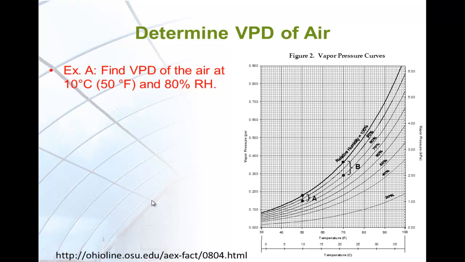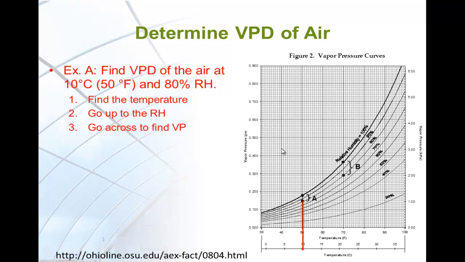Okay, let's look at this example. We want to find the VPD of the air at 10 degrees C and 80% relative humidity. The first step is to find the temperature on this chart, which is 10 degrees C. Then we go straight up to the relative humidity of 80%. The next step is to draw a horizontal line from this 80% relative humidity all the way to the right. That gives us a vapor pressure of 1 kilopascal.